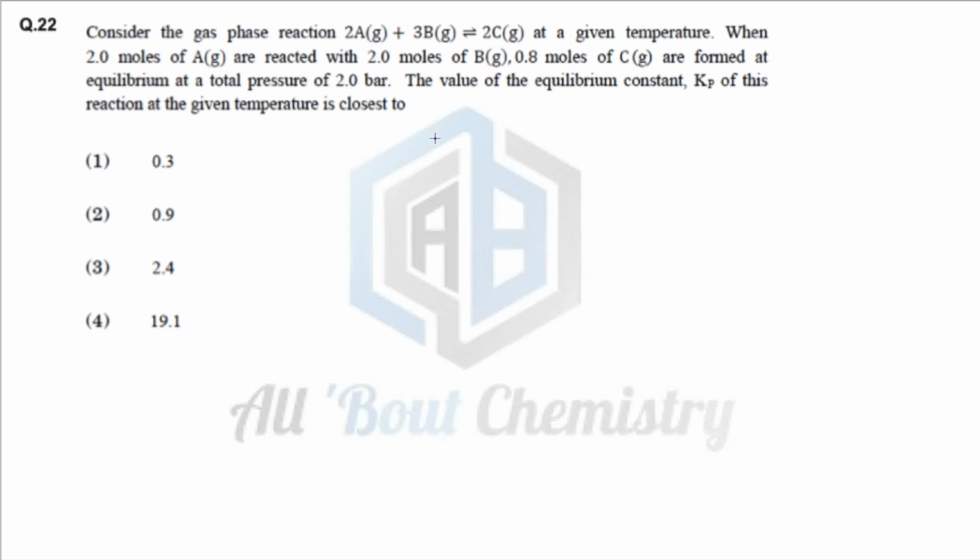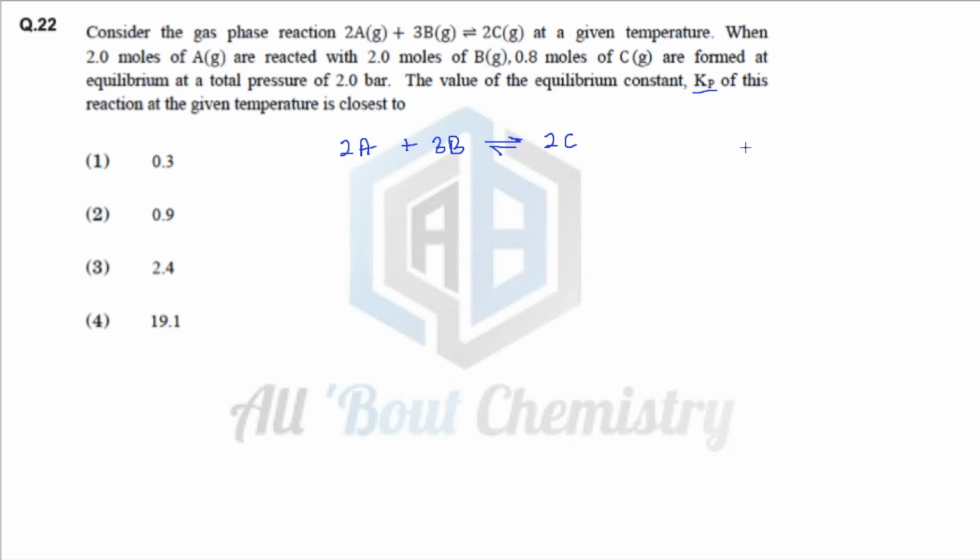Alright. So how to do this particular question? First of all, just write down the equation which is given to you. So 2A is reacting with 3B, and this gives us 2C at equilibrium. Now this is a straightforward question from the equilibrium topic, right? From ionic equilibrium. So here you can see that we have to calculate Kp, that is the equilibrium constant in terms of partial pressures.